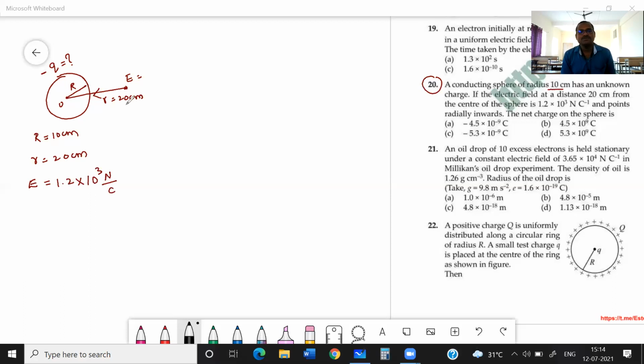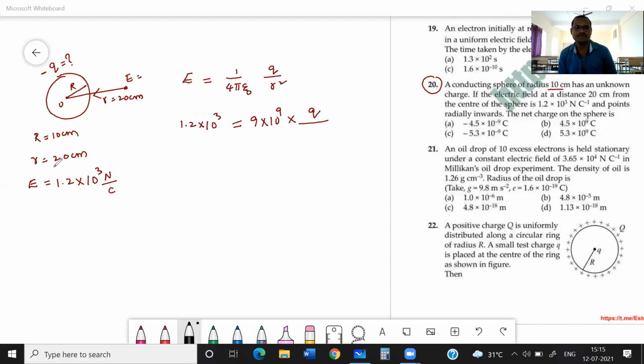See, as we know, for a sphere at an outside point, electric field is given as E is equal to 1 by 4 pi epsilon naught Q by R square. Dear students, E value is 1.2 into 10 to the power of 3 is equal to 1 divided by 4 pi epsilon naught, whose value is 9 into 10 to the power of 9, into Q, which we need to find, divided by R square.